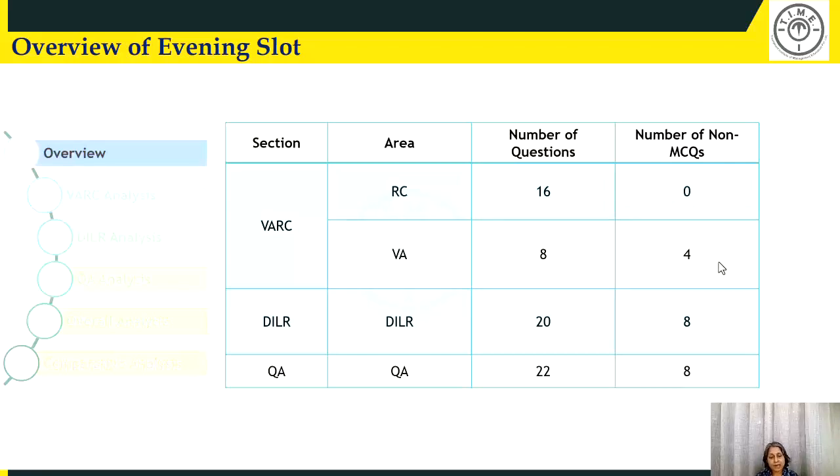And in DILR there were 4 caselets, each caselet having 5 questions, so that's a total of 20 questions, out of which 8 were type in the answer type and 12 were multiple choice. And in Quant there were 22 questions, out of which 8 were type in the answer and 14 were multiple choice. So in terms of the paper pattern, this is exactly what we had expected. So there was no new element as such that was introduced.